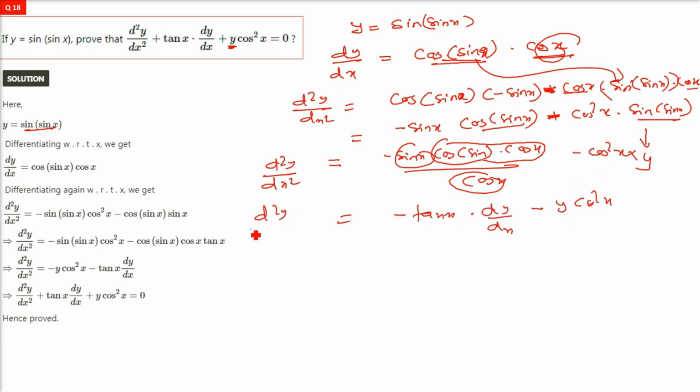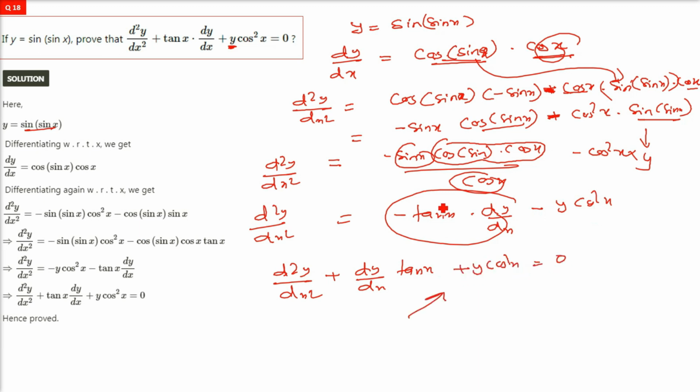This is d2y by dx2. Now bring everything on the left, so that it makes a complete equation with a 0 on the right hand side. So when it comes on the left hand side, it will be dy by dx with a tan x. Here also you have y cos square x equals 0. So same equation. So the only thing to consider is how to get this tan x. So you have to multiply and divide it by cos x, this term which I am highlighting right now. That is how we get a tan x here.